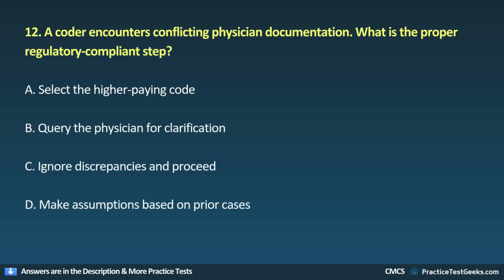12. A coder encounters conflicting physician documentation. What is the proper regulatory compliance step? A. Select the higher-paying code. B. Query the physician for clarification. C. Ignore discrepancies and proceed. D. Make assumptions based on prior cases.